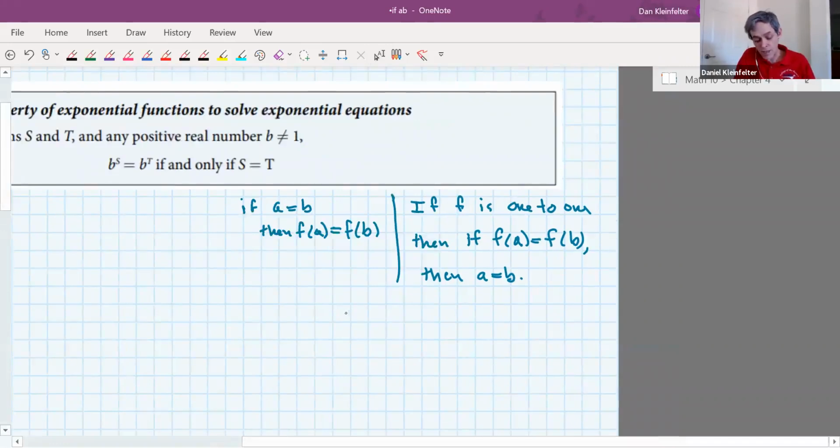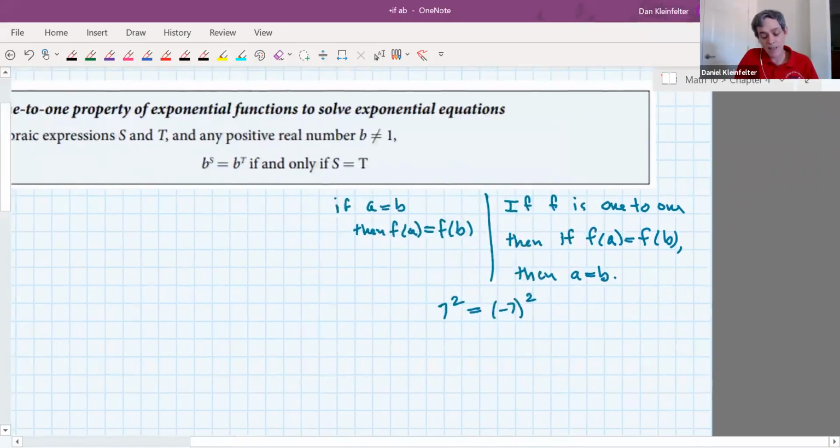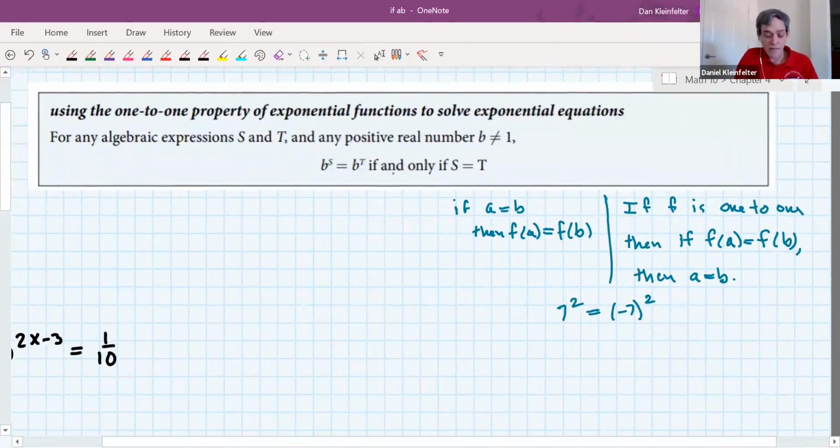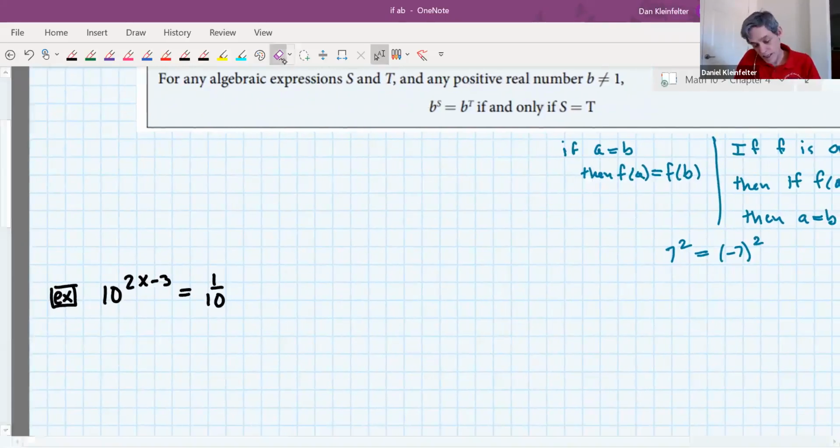For example, we know that 7 squared equals -7 squared. That is, they're both 49. But of course, that doesn't imply that 7 and -7 are the same. But if you have a 1-to-1 function, knowing that the outputs match will ensure that the inputs match. That's basically what this 1-to-1 property is saying, specifically for exponential functions. It is, however, true for any 1-to-1 function. And that's the basis for how we're going to solve this first equation.